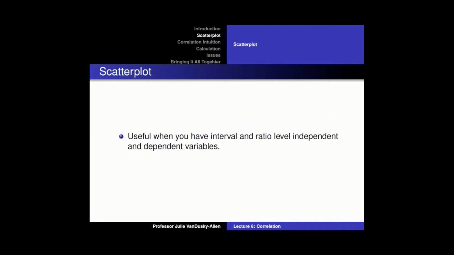In this lecture, I will discuss how to conduct and interpret scatterplots and correlation analyses. If you have interval and ratio level independent and dependent variables, you could use a scatterplot to interpret the relationship between the variables. A scatterplot is just a graph that plots the independent variable against the dependent variable. It allows us to determine if the independent variable has an effect on the dependent variable, and if so, if that effect is positive or negative.